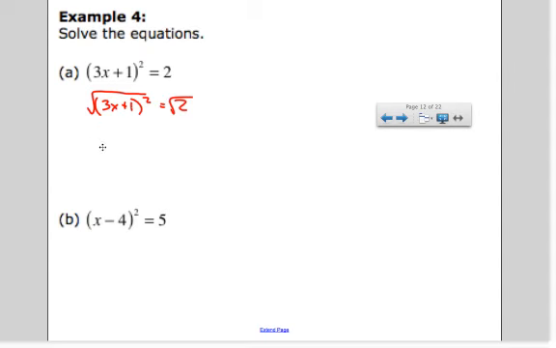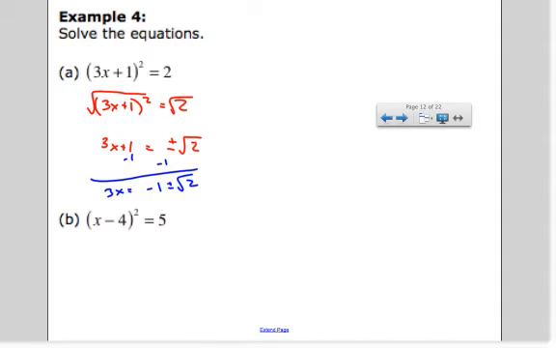Okay, when you square root something squared, what you end up with is the stuff inside. And that equals plus or minus the square root of 2. Well, now I have to go ahead and get x by itself. So I'm going to do just that. I'm going to subtract 1 from both sides. Okay, so this gives me 3x equals negative 1 plus or minus the square root of 2.